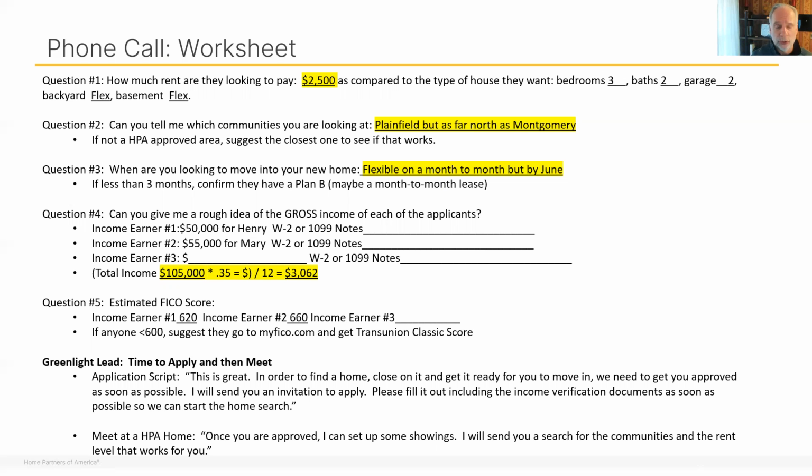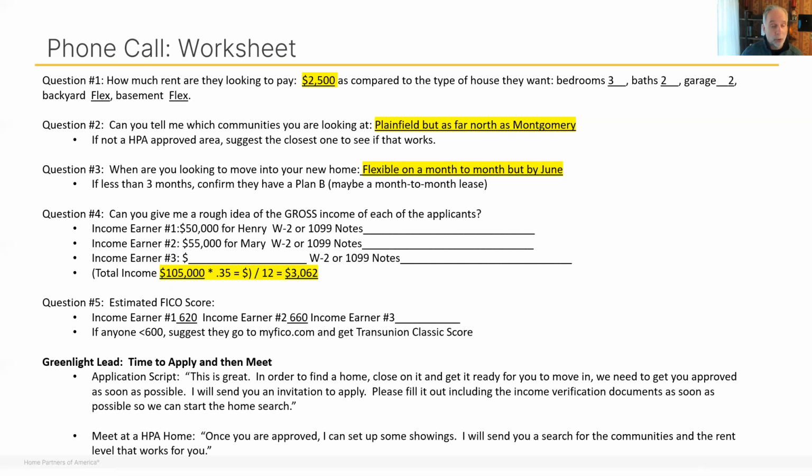Is there any other sources of income that we need to be aware of? I want to make sure that when they go to apply, they're going to have the documents they need, get approved quickly, and move forward. Once you're approved, I can set up some showings. I will actually send you a search for the communities and the rent level that works for you.